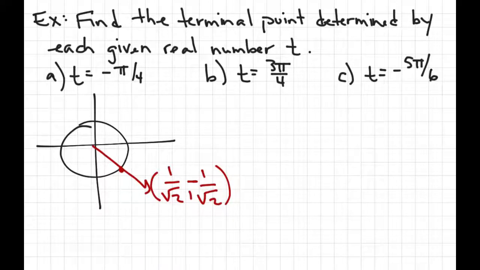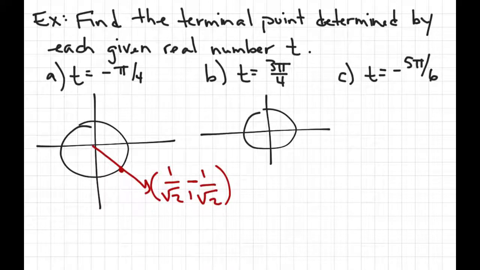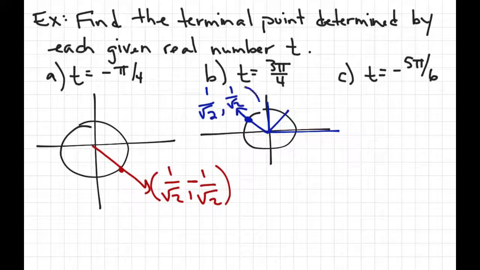Now let's think about 3 pi over 4. Well, remember I said there's a pattern to how this works. This is 0. This is 1 pi over 4, 2 pi over 4. So 3 pi over 4 would be here. Again, it's going to have the same ordered pair as pi over 4, except it's in quadrant 2. Well, in quadrant 2, x's are negative and y's are positive. So negative 1 over radical 2, positive 1 over radical 2 would be your terminal point.